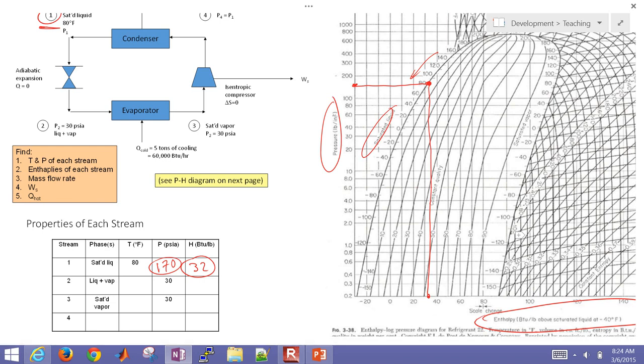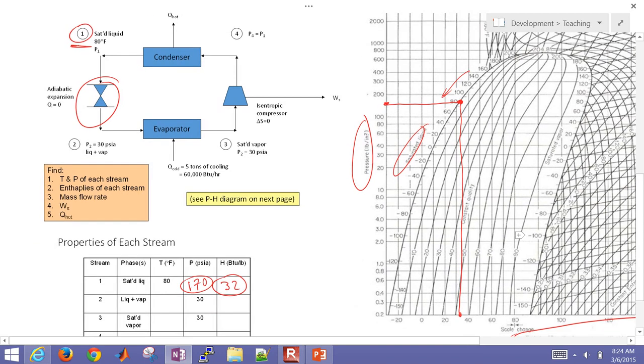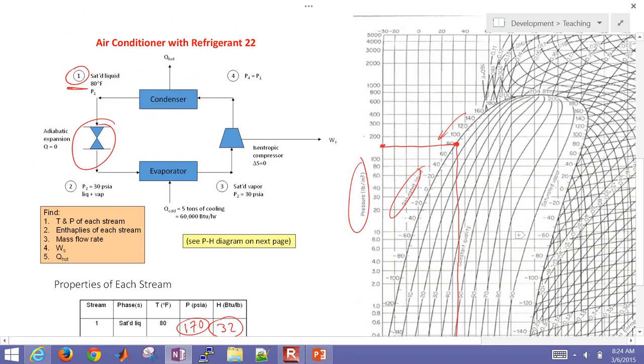Okay, so now what we're going to do is send it through this adiabatic expansion, and let's first of all just go ahead and write our energy balance. This is an energy balance for open systems. Energy balance: delta H plus delta E, kinetic energy change, potential energy change, is going to equal Q minus shaft work.